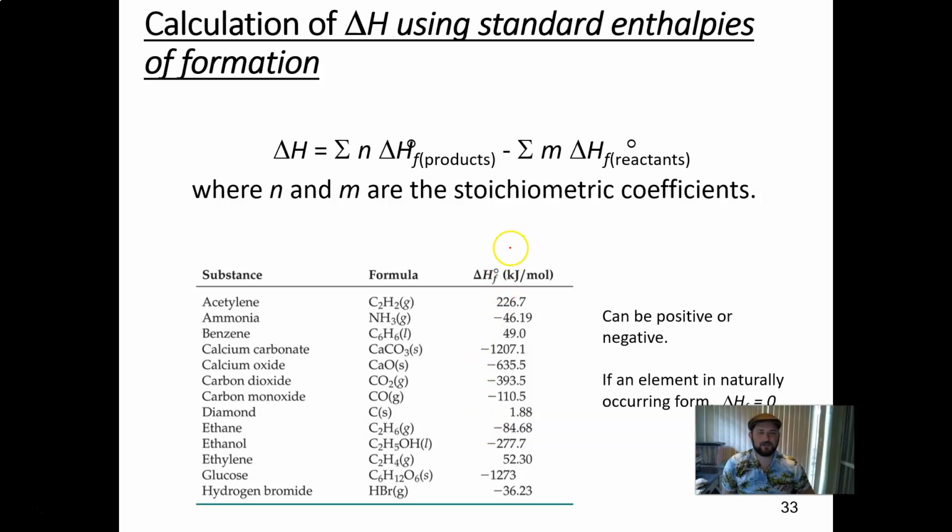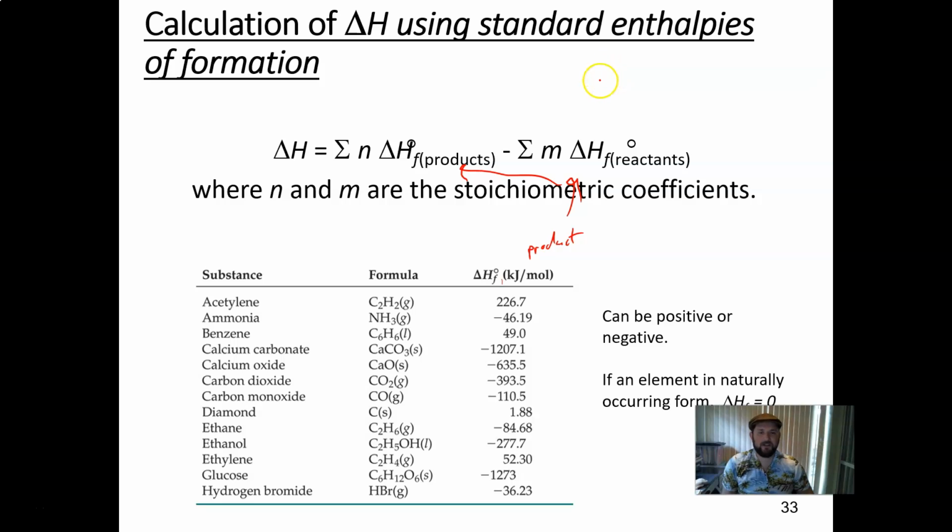Now, one of the things that's interesting about this is these are all in kilojoules per mole, and they're actually specifically per mole of product formed. And it's not talking about this product there, but actually talking about both these two things being formed in these enthalpy of formation reactions.